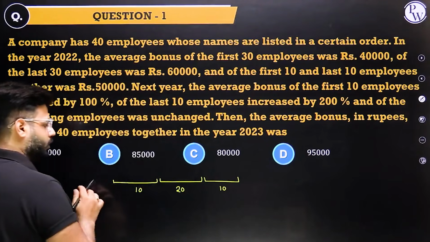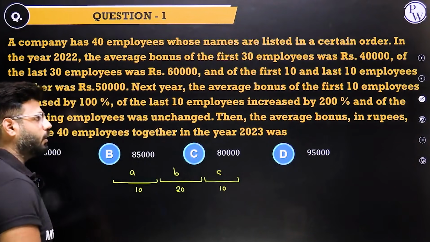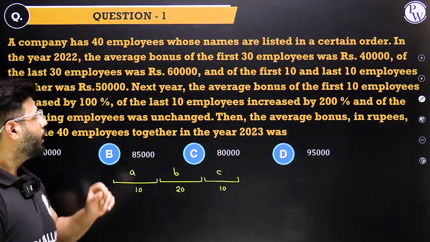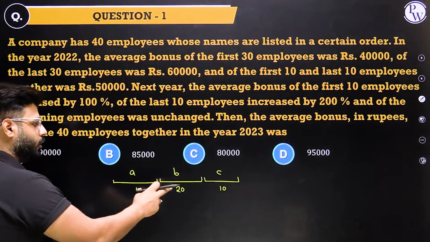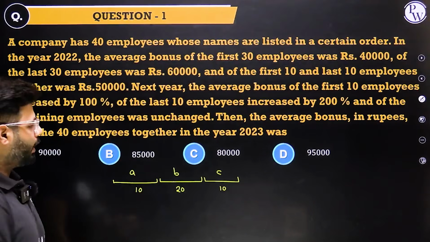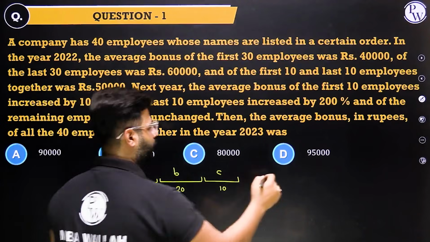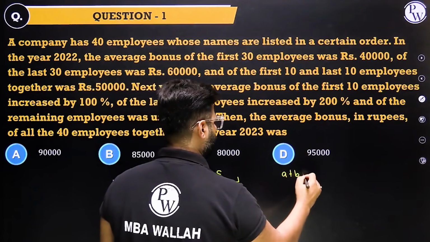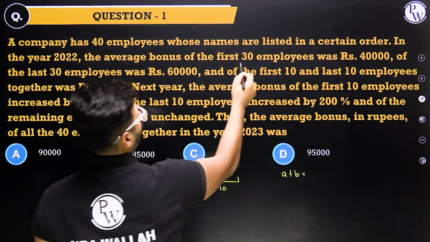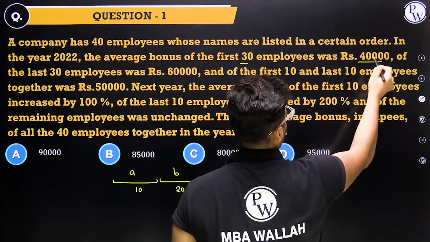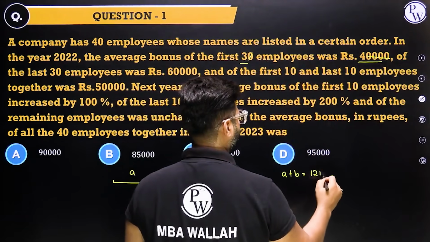Suppose we have 3 lots. The sum of the first lot is A, the sum of the second lot is B, the sum of the third lot is C. Now when it says the average bonus of the first 30, the first 30 average is given to us, so I can find out the sum of them. The sum of them is, as per me, A plus B. Using the formula of average, total people 30, average 40,000, so 30 into 40,000, 3 fours are 12. So A plus B is 12 lakh.